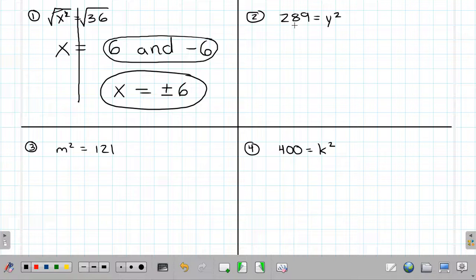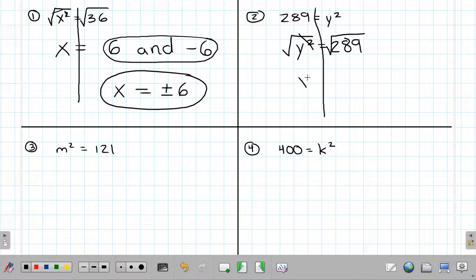Okay? Same thing with number 2. Things are kind of flipped around here. So if we absolutely had to, just so it's the same way, we could just flip across the equal sign, no problem. Now, is this necessary? Not really. But if it helps you see what's going on, we can see the sides of the equation. Well, y squared is equal to 289. We need to get rid of the squared. So in this case, we need to square root it. Square root this side. Same thing.